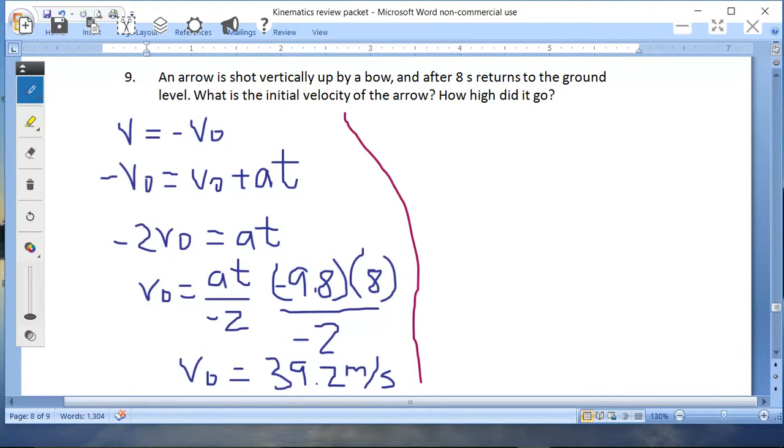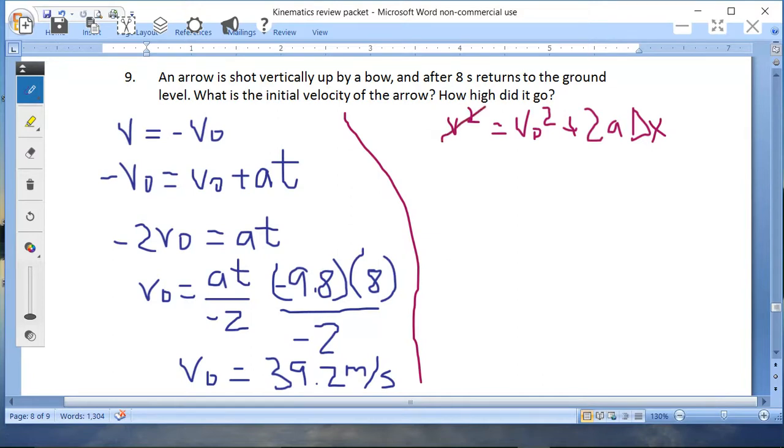In the second part of the problem, we want to calculate how high did it go. So for this, I'm also going to use the third kinematics equation, which would be the easiest one to use. V squared is equal to V0 squared plus 2a delta x. Keep in mind, you could use the second kinematics equation and solve it for delta x. Might be a little bit more calculation involved there.